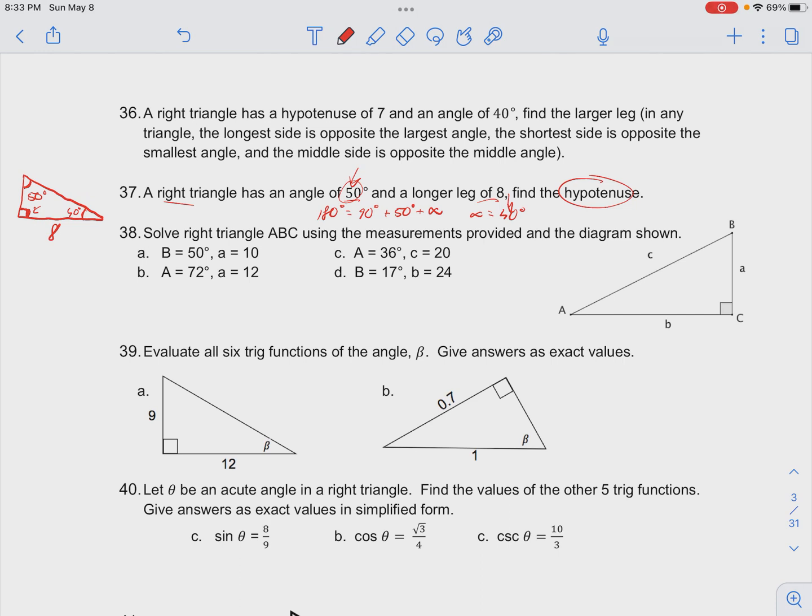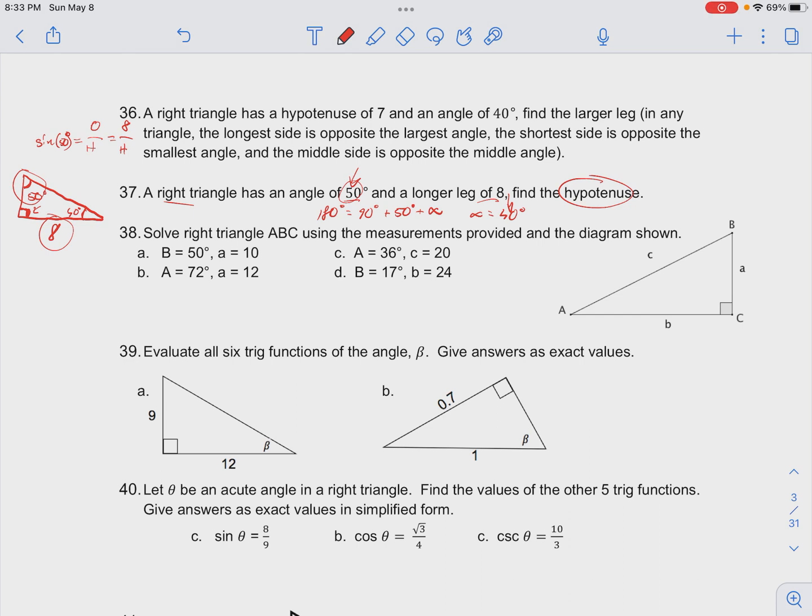We can use sine or cosine for this problem. If we use sine of an angle, then we would have to use that as opposite over hypotenuse. And in order for our side to be opposite, if our opposite side is 8, then the angle that it corresponds to is this angle of 50 degrees. So we have to use sine of 50 degrees is equal to 8 over hypotenuse.